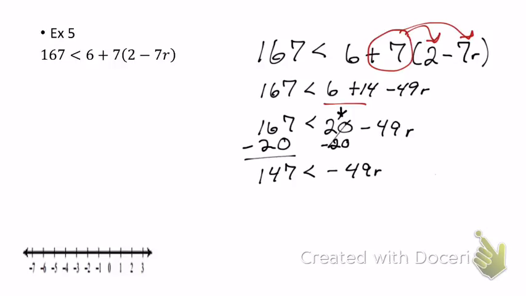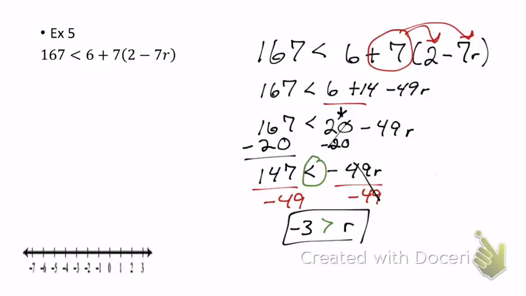So I know now, since I've got negative 49 times r, I need to divide by negative 49. And when we divide by that negative, our inequality flips around. And so 147 divided by negative 49 will be negative 3. Negative 49 divided by negative 49 would be 1r, or just r. So negative 3 has to be more than r.